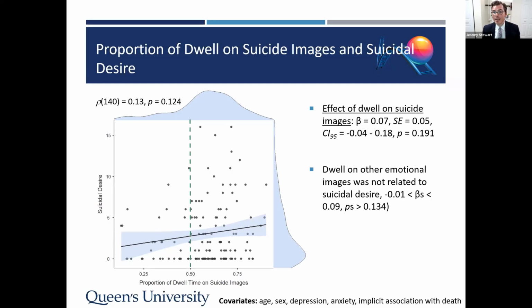We conducted the same analyses on suicidal desire, and that's depicted here on the y-axis again. The proportion of dwell on suicide images wasn't bivariately associated with suicidal desire, and the effect was also non-significant in the multivariate bootstrapped regression models. In fact, dwell behavior in general, regardless of the category of emotional image, wasn't associated with suicidal desire in our sample.